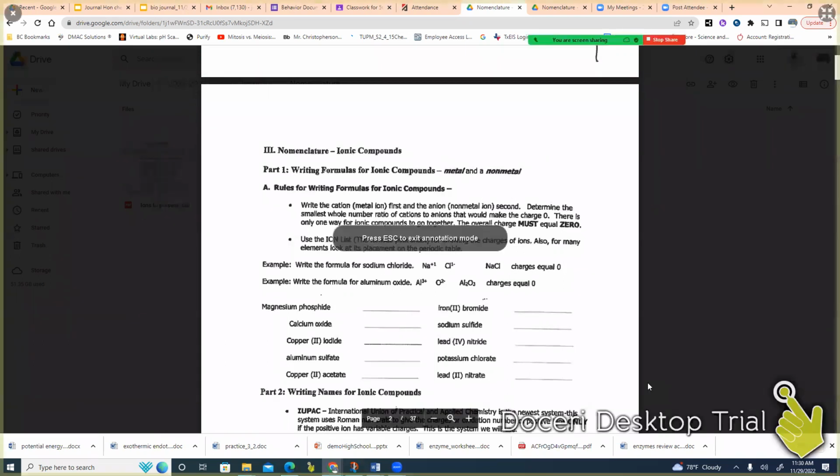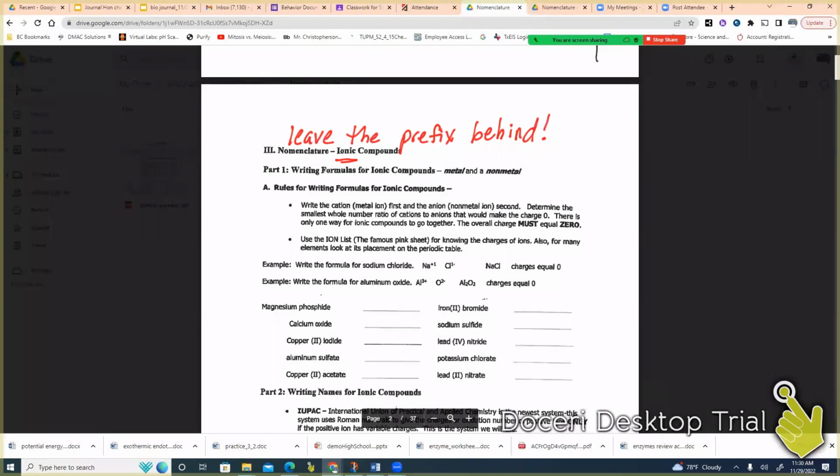All right, so now we're looking at ionic compounds. So we have to leave the prefixes behind. And now instead of having a prefix to tell us what the subscript will be, you have to decide what the subscript is going to be.